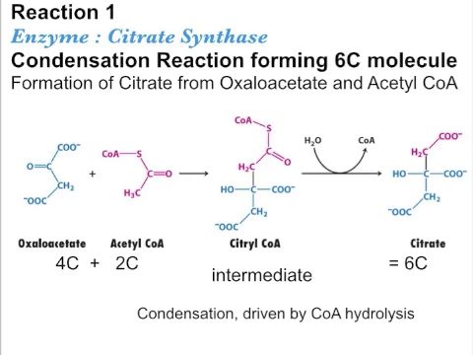Here we see reaction 1. In this reaction, oxaloacetate, which contains 4 carbons, is going to condense with acetyl-CoA that has 2 carbons to form citryl-CoA, which is the intermediate. This intermediate is going to lose the coenzyme A through hydrolysis to yield citrate and coenzyme A. Citrate is a 6-carbon molecule. Again, this is a condensation reaction, and the product is a 6-carbon molecule, citrate.